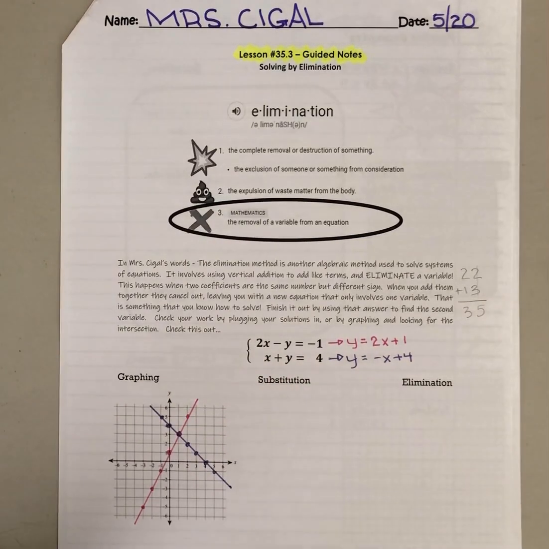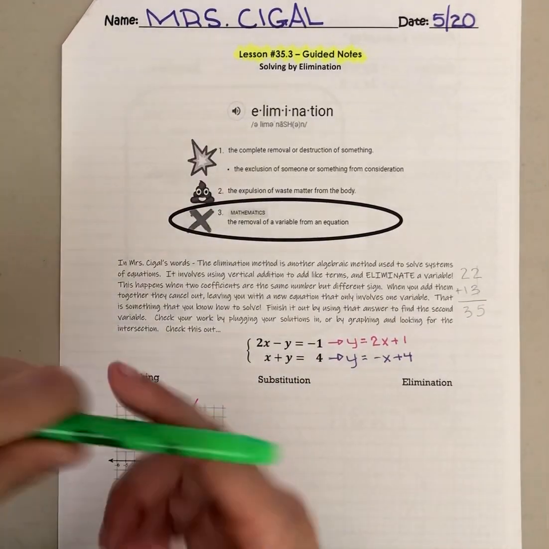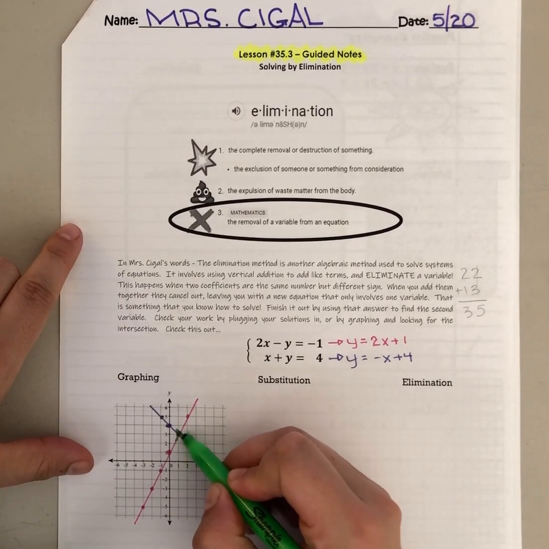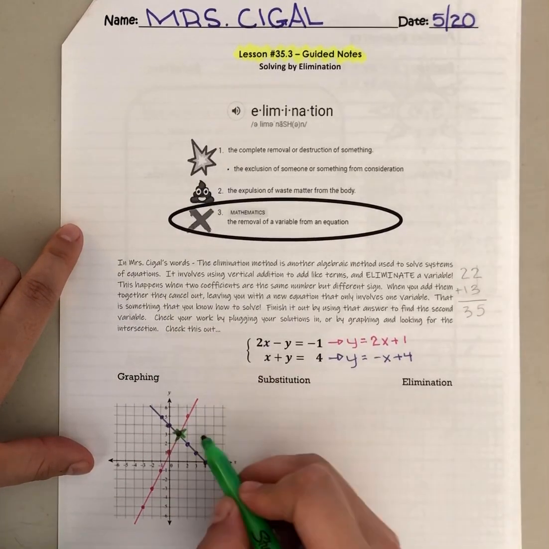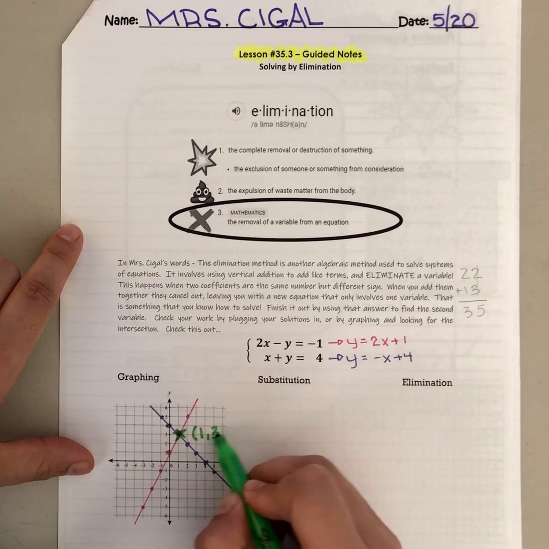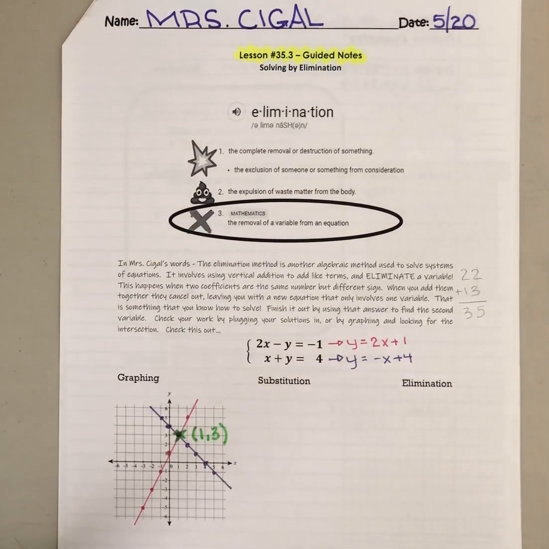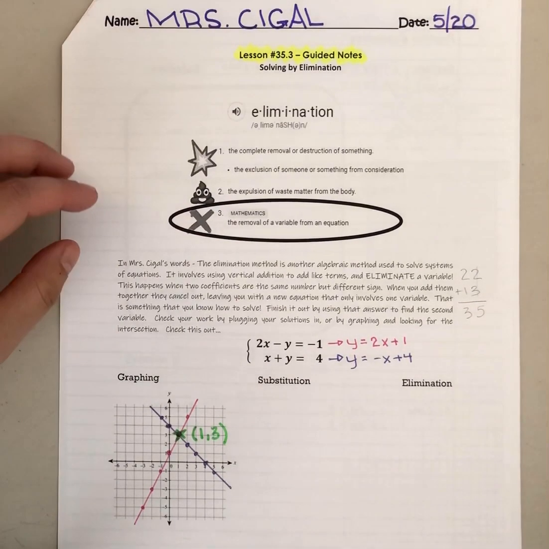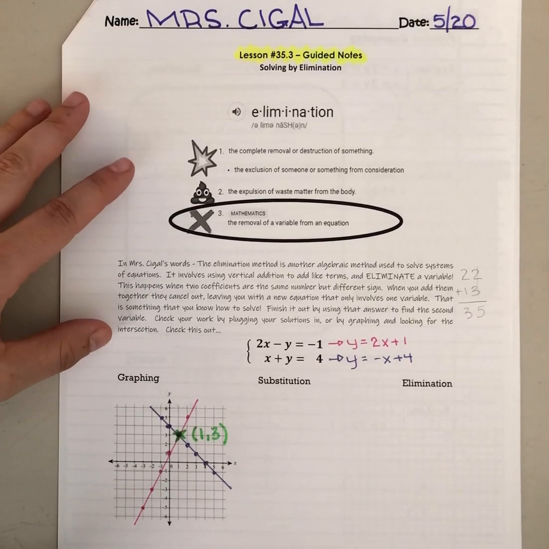And now we're able to visually identify that solution. So the point where they're crossing is right here, and that's at the ordered pair 1 and 3. So there's our first method that we learned. Then we learned to do this using substitution.